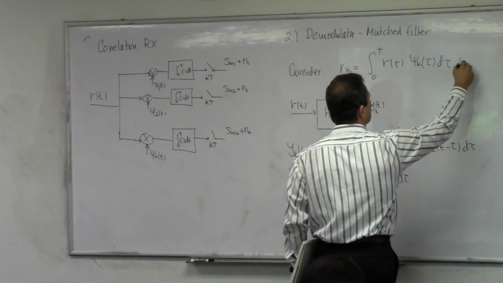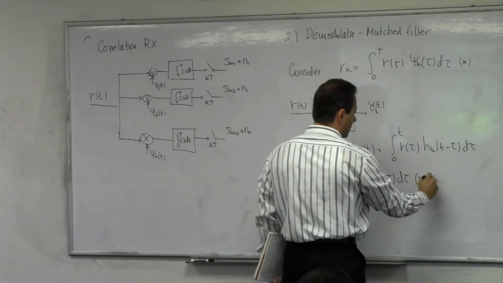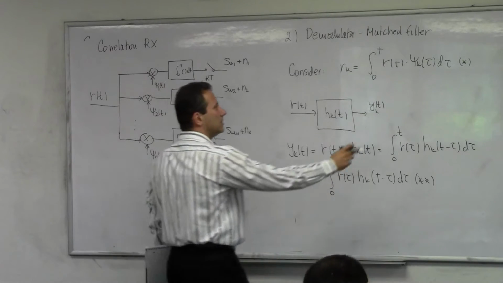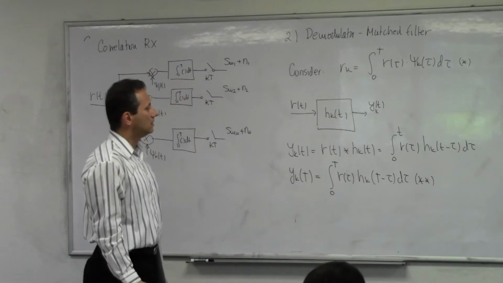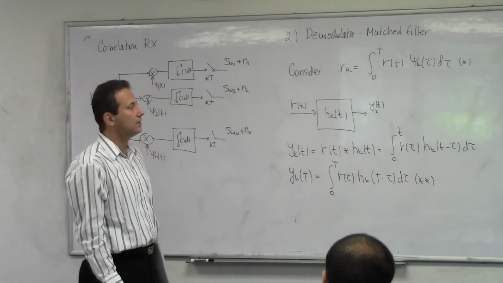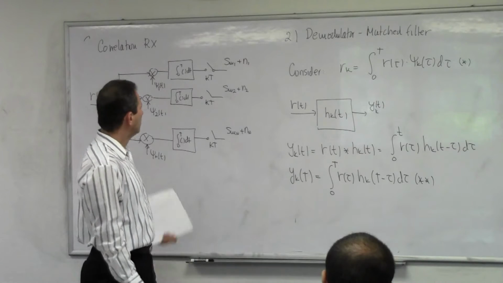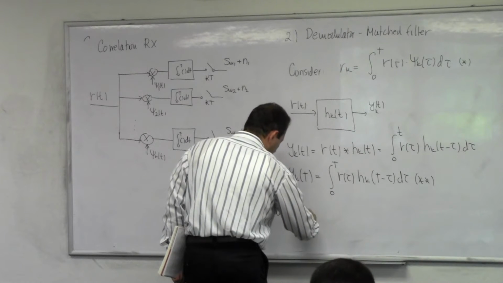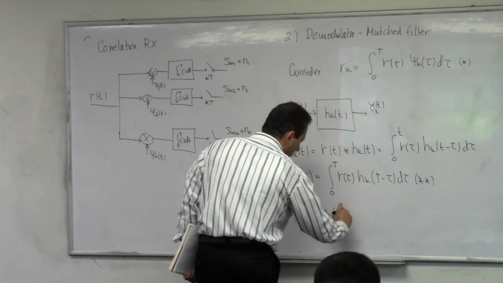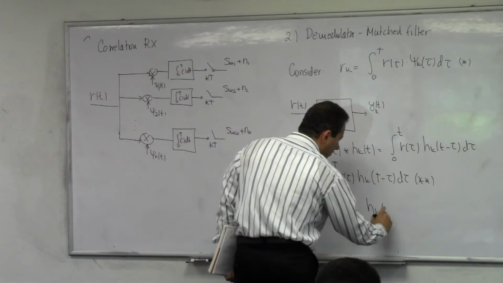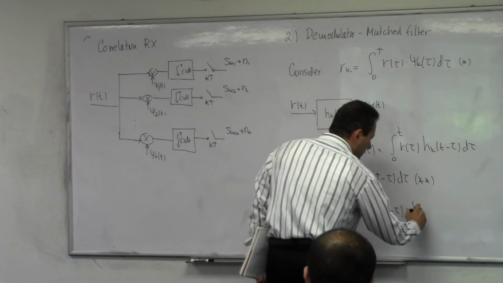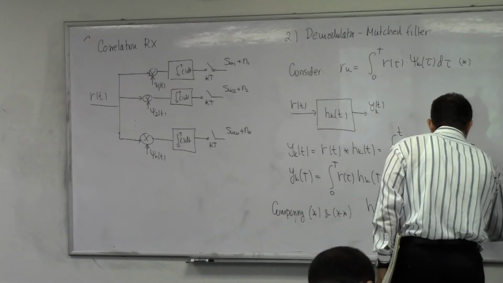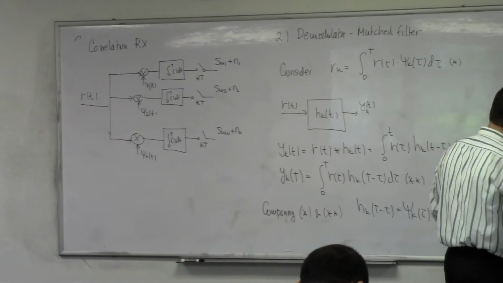Now, we need to compare this and this. We can see that if we can make h_k of T minus tau the same as psi k of tau, then we actually accomplish the task. I have a filter that does the same thing as the correlation branch of a correlating receiver. So comparing star and double star, we see that h_k of T minus tau needs to be the same as psi k of tau for t in the interval 0 to T.